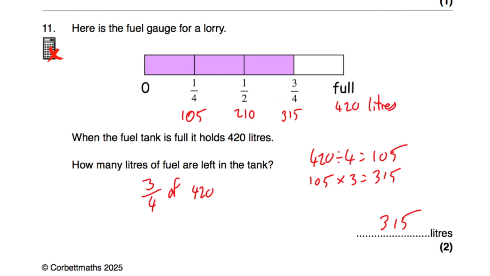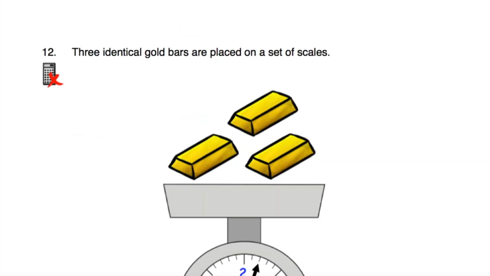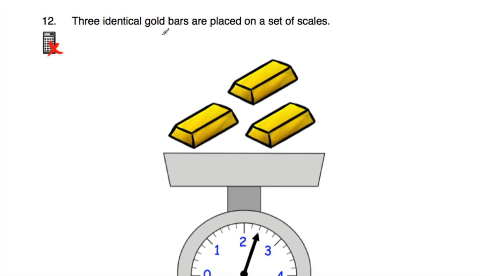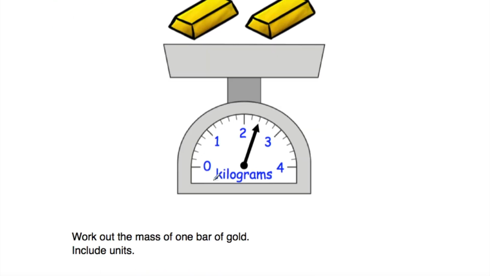Okay, let's look at our next question, question number 12. We're told that 3 identical gold bars are placed on a set of scales. So these 3 gold bars are identical and they're placed on the scales. And we've got the scale here in kilograms, and it goes from 0 to 4, and the needle is pointing at this value here. And we've been asked to work out the mass of 1 gold bar, and to include units.